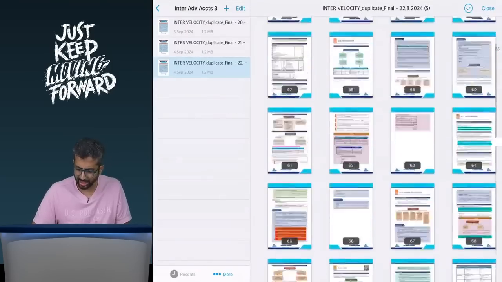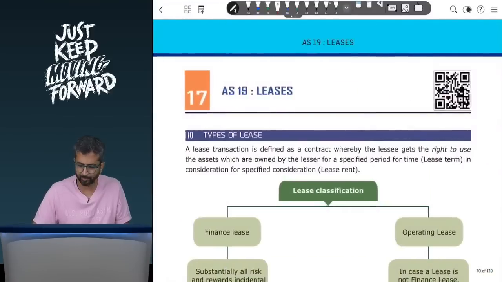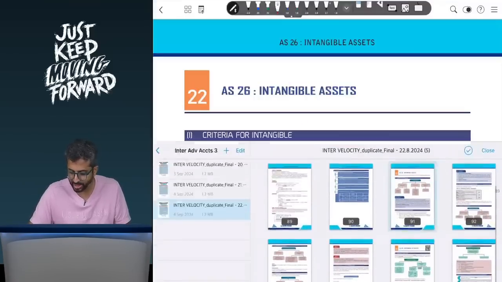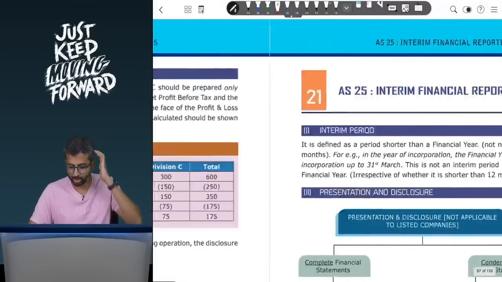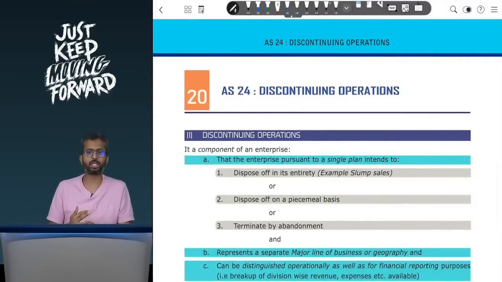Going back, the next standard is AS 24. AS 24 is on discontinuing operations, probably one of the least important standards. And if a question comes, usually it's a very standard type of question that comes. So if there is a discontinuing operation, what do you mean by discontinuing operation?